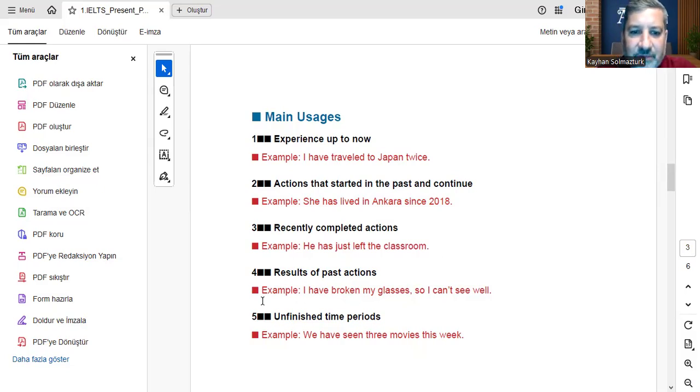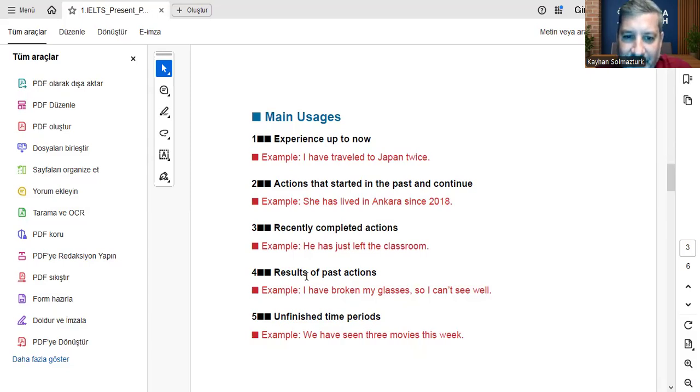And the fourth one is past actions, but it's about the results of past actions, right? So the results of past actions. I've broken my glasses so I can't see well.